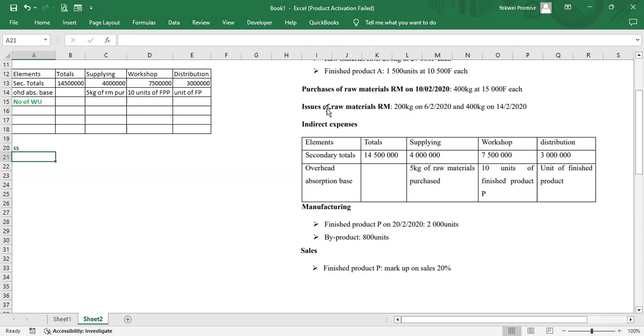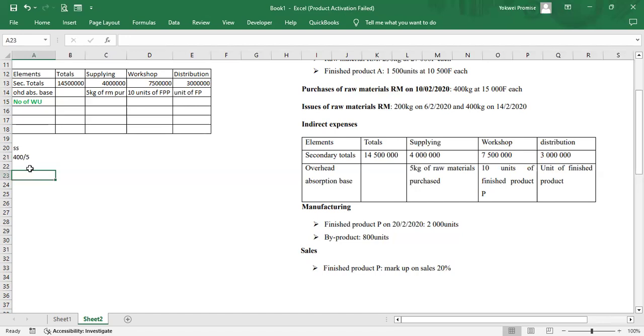This question is not even that lengthy. Purchases of raw material are 400 kilograms at 15,000 francs each. So we take 400 divided by 5 kilograms, since they are counted in lots of 5. So you divide by 5. What will be the answer?